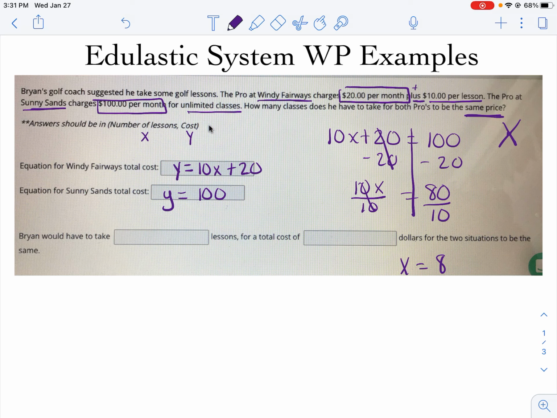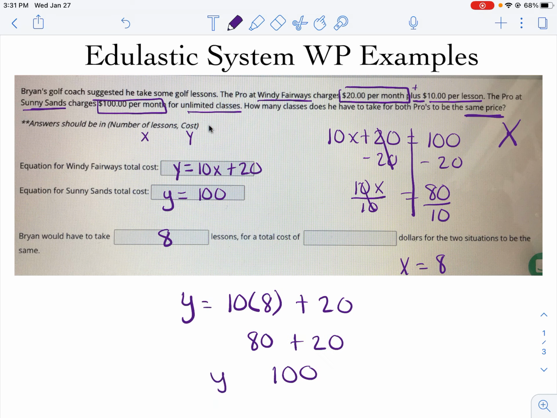So Brian would have to take 8 lessons for a total cost of what? So now to find out what y is, we can plug it back in. I'll show you a quick trick in a second, but y equals 10 times 8 plus 20. Well, 10 times 8 is 80, plus 20 gives us 100. So y equals 100. Well, we already knew that because in this equation here for Sunny Sands, it told us that the total cost was 100, that y is 100. So we already knew that. So there's the first example.